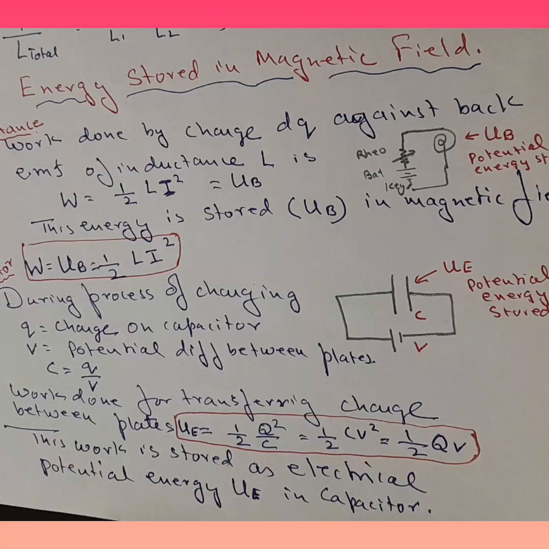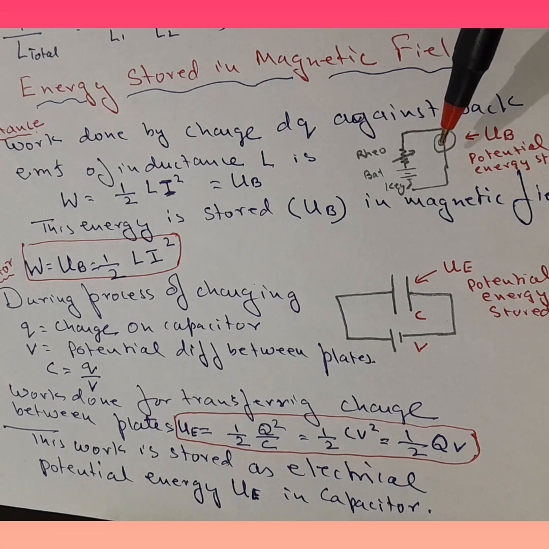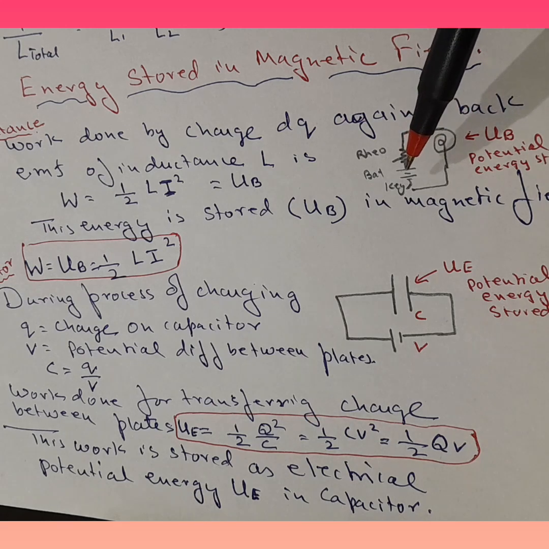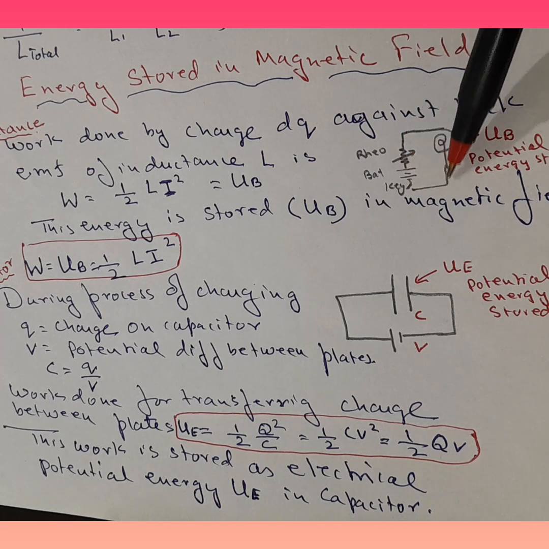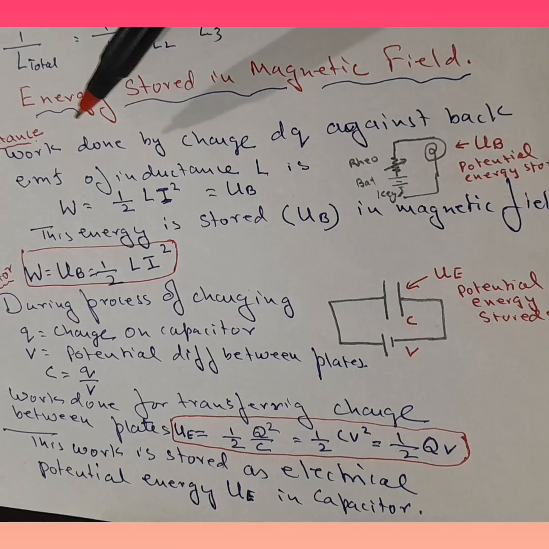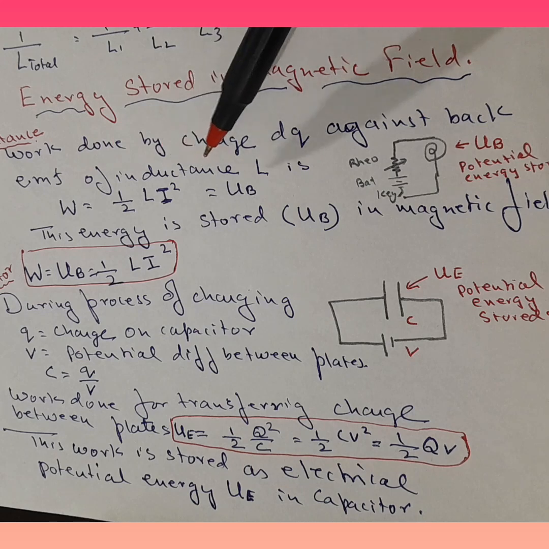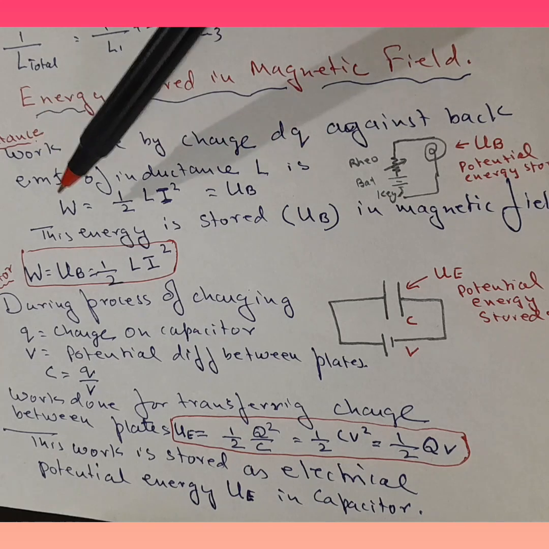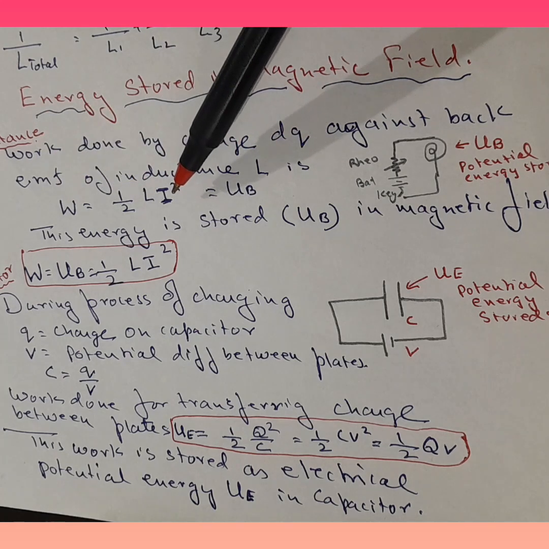Energy stored in magnetic field. Now this is the part which we had already seen in case of inductance. This was the inductor, and this was the rheostat, battery, key, and the circuit. Work done by charge dq against back EMF of inductance L is W is equal to half Li square.